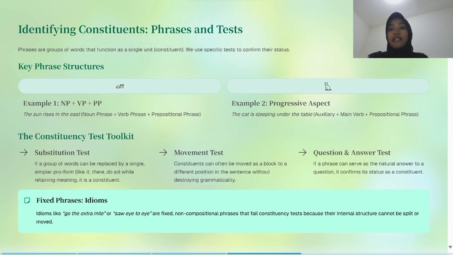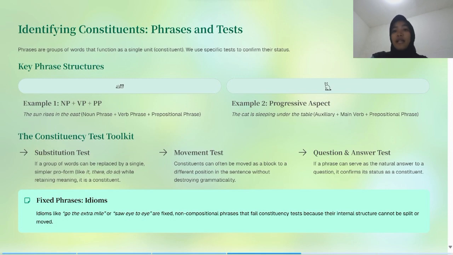For example, in the idiomatic expression, "They saw eye to eye on the business deal," we can replace "saw eye to eye" with "did so," showing that it acts as a single verb phrase. However, when we try to move it, for example, "eye to eye they saw on the business deal," it becomes ungrammatical. This shows that idioms function as a big syntactic unit.